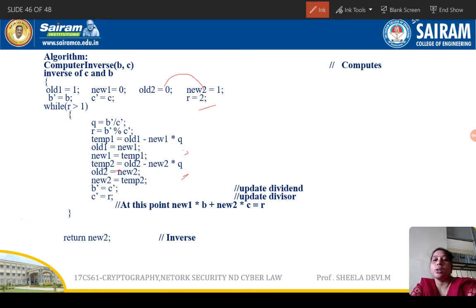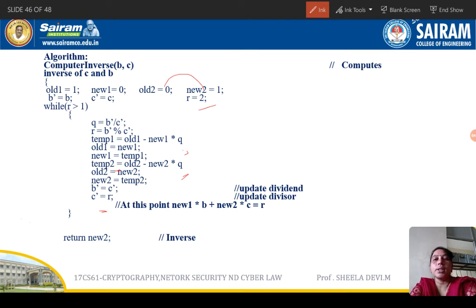Now the B dash value will be the C dash value, as in the Euclid algorithm we said, right? The previous value of C dash will be the new value of B dash. So the same thing we are going to do here, and C dash is nothing but the remainder. The same thing we have seen in the Euclidean algorithm also. So finally, if I get the remainder as 1, I have to stop the process.